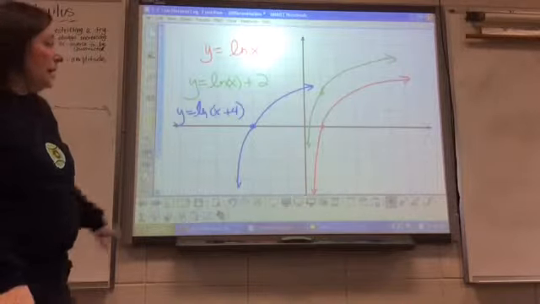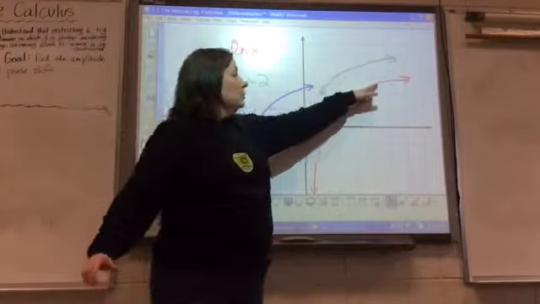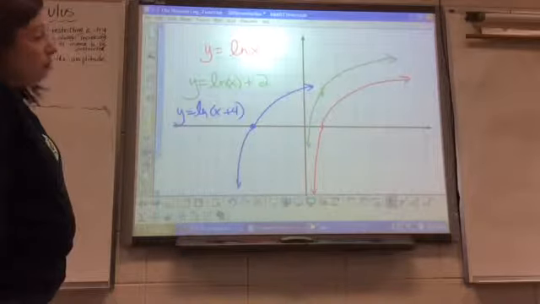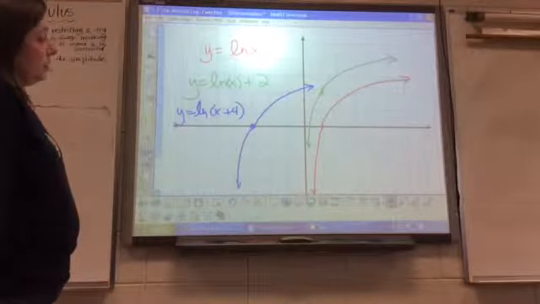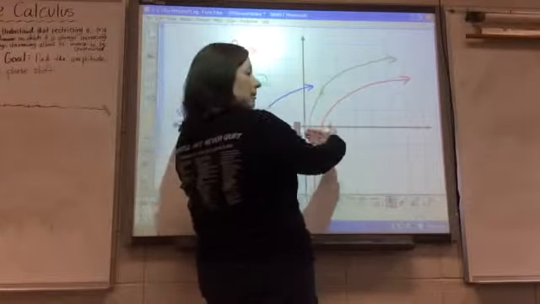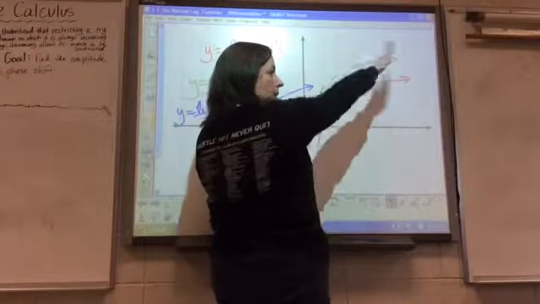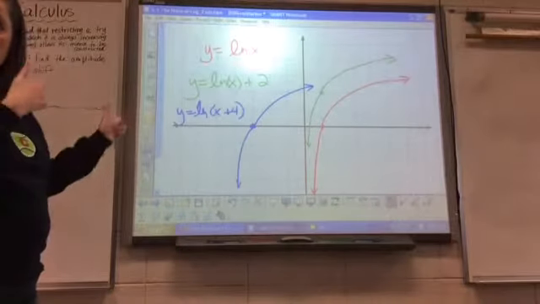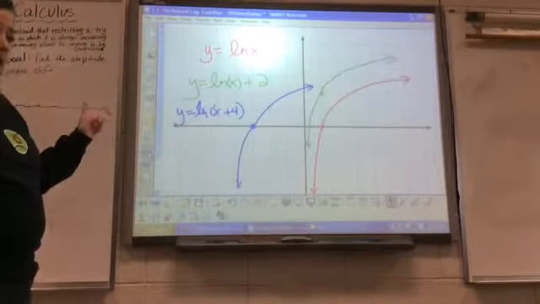What would you say the domain is of the parent, the red one? Domain. 0 to infinity, because it never goes past here, but it goes forever there. So domain 0 to infinity. I'm gonna flip back in just a second. What's the range?